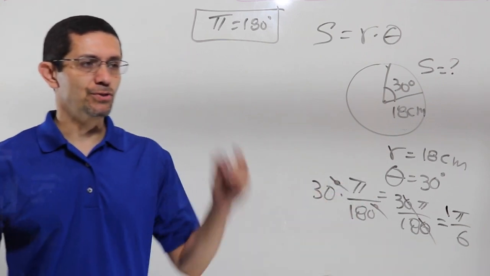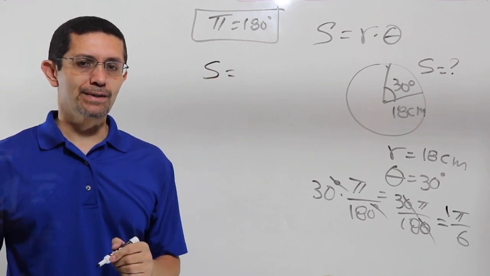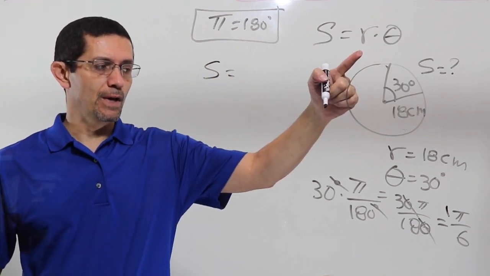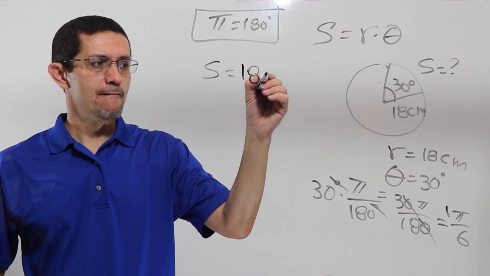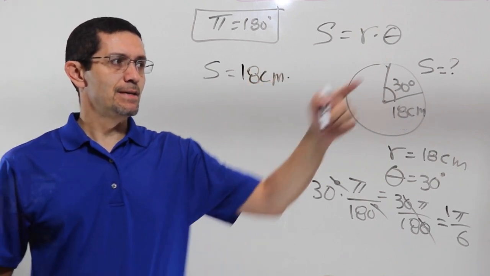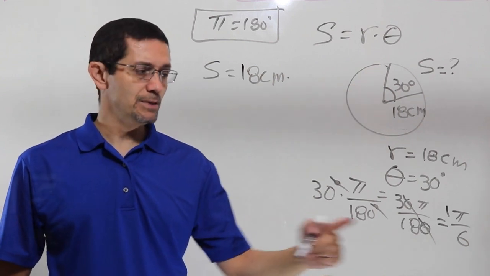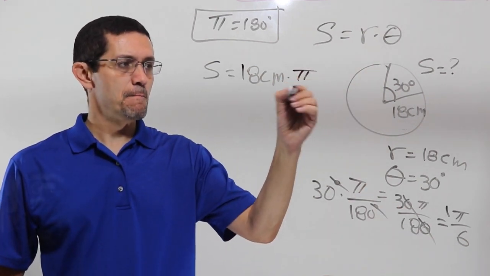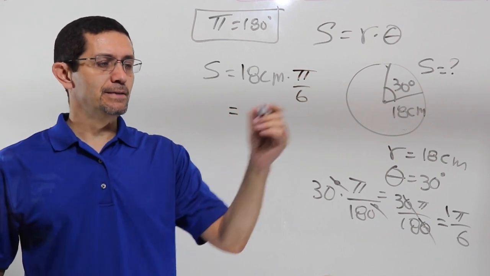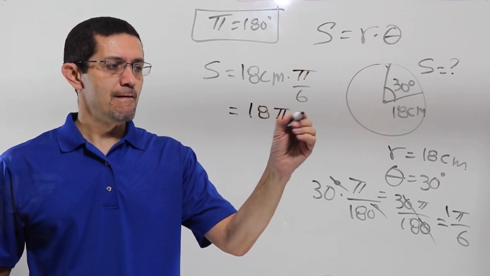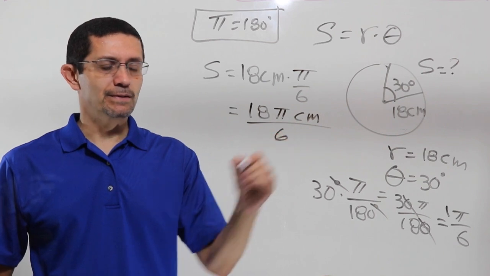Let's put that information. Arc length equals R, the radius, 18 centimeters, times theta, my central angle. In my case, it is not 30 degrees, it has to be pi over 6. 18 times pi, centimeters, divided by 6.